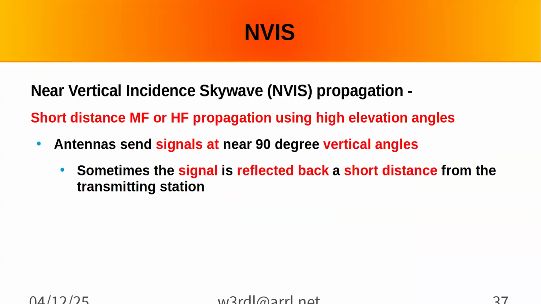Okay, in this near vertical incident skywave, it's used for short distance propagation using high elevation angles, where normally you lower the antenna to within like a tenth of a wavelength from the surface of the earth. It gives you a radiation pattern that's almost vertical, like a big vertical lobe, which lets you make refracted or skywave contacts within a couple hundred miles.